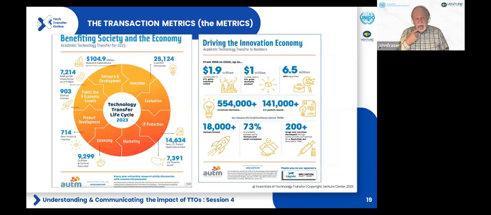Now, these 2 graphics are taken from the AUTM website. The graphic on the left, the circle, as you can recognize from the Stanford graphic, is a statement of the transactions that occurred inside the United States in fiscal year 2023. Okay, you go around the top, 104 billion in R&D that led to 25,000 disclosures that year received by the roughly 190 institutions that report regularly to AUTM. You then have the evaluation stage, 25,000 disclosures, some of which lead to the 14,000 patents filed.